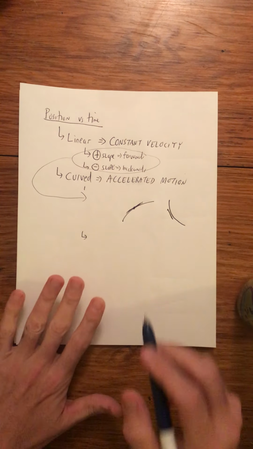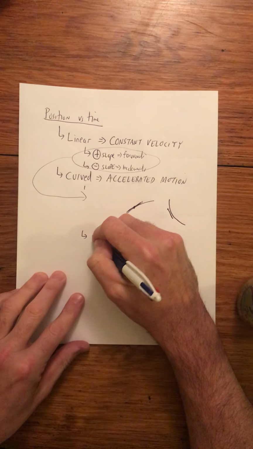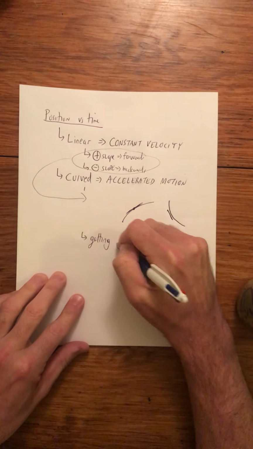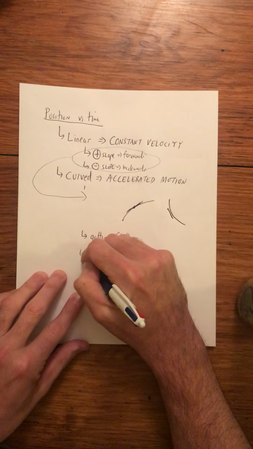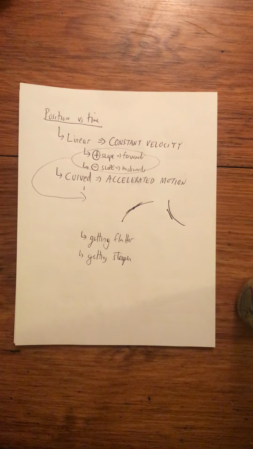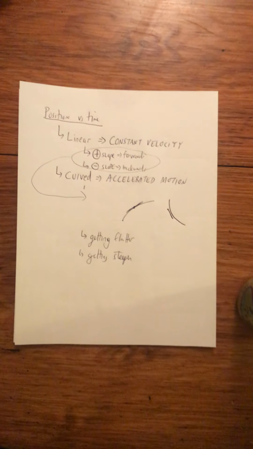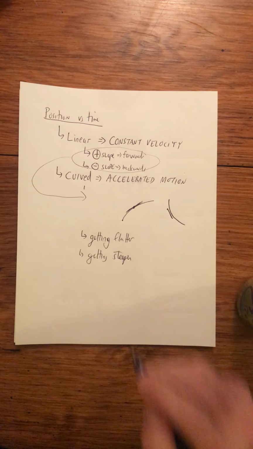What I care about, as well as the sign of the slope, is the slope getting flatter, or is the slope getting steeper? Now notice I'm not saying increasing and decreasing, because those are problematic words. Remember, increasing means going from negative infinity to positive infinity. Decreasing means going from positive infinity to negative infinity. So that's not really what we care about. We care about whether our slope is getting flatter or steeper.